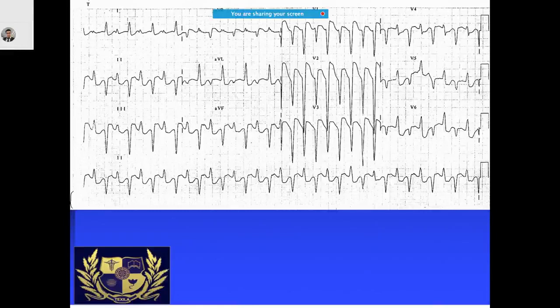So what do you notice in this ECG? What is this ECG actually? So what you notice in this ECG is, okay, let's again go step by step. So this is the tachycardia, right? A very fast tachycardia.